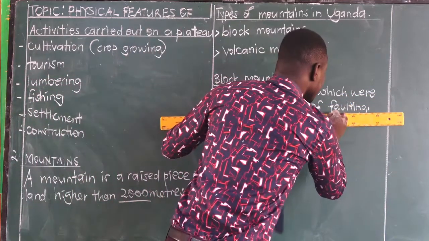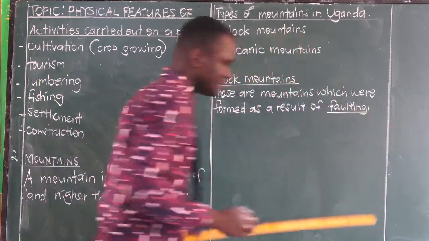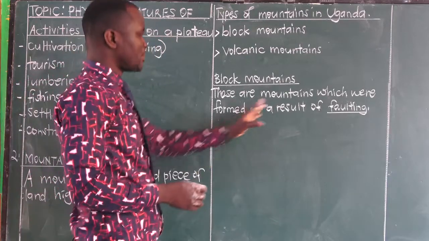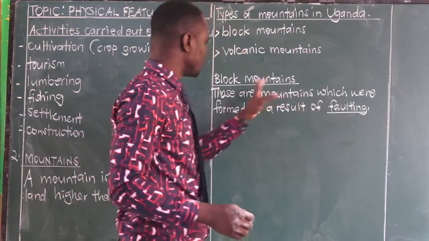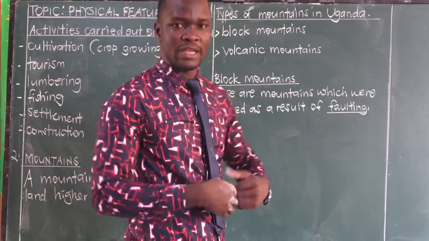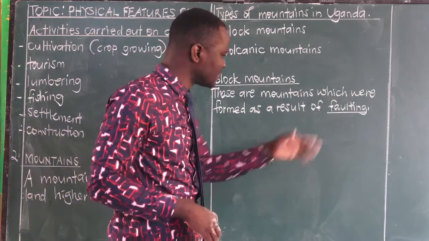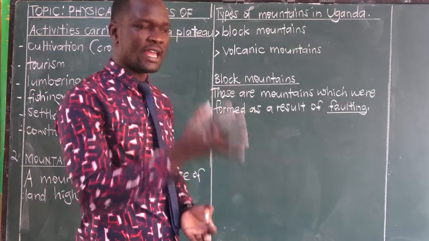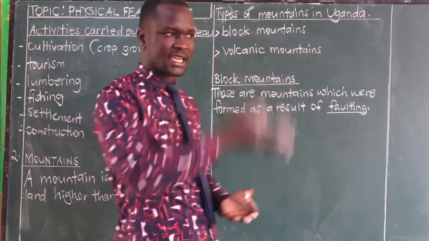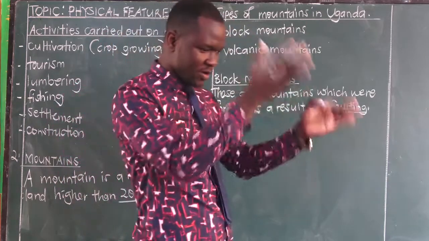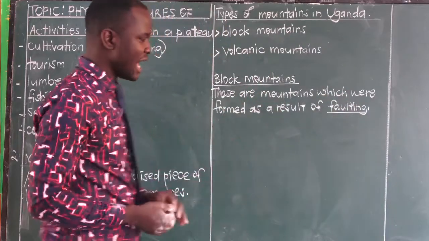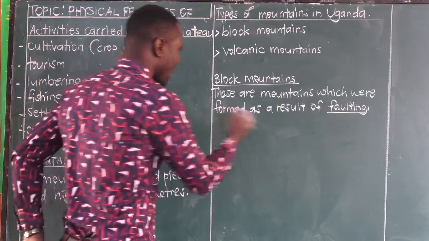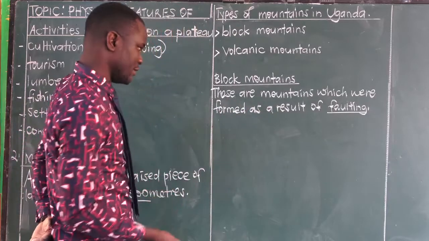So we are going to look at what we mean by faulting. What is faulting? This is a process that led to the formation of block mountains, but it's not how we define it. So if we are asked, what is faulting? Faulting, we are looking at the breaking of the earth crust, or the earth crust cracking or breaking, and the fault lines created. Let's look at how these mountains were formed.